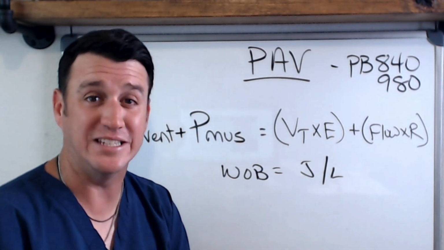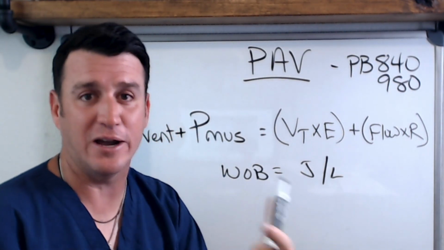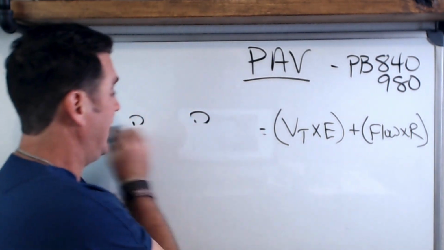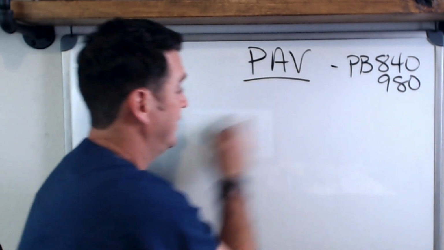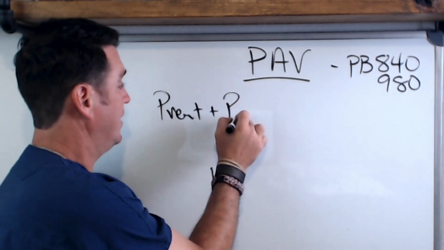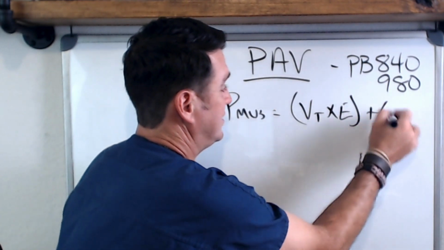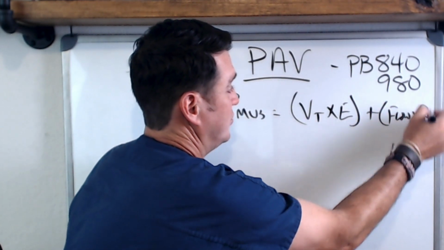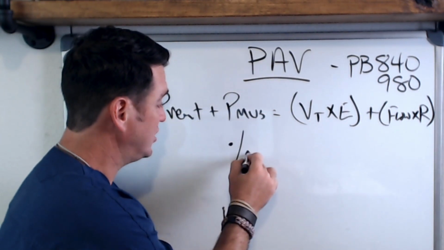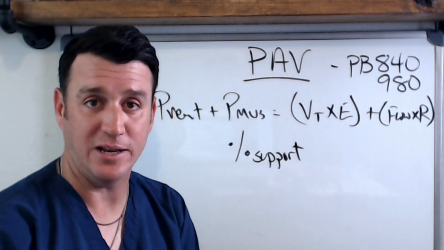Now, let's talk about how we set PAV. Okay? Because there's really, of course you have your PEEP and your FiO2. But other than that, there's really only one setting that you set, okay? And what you're going to tell the vent to do, I'm actually going to rewrite this back up here. So P vent plus P mus equals tidal volume times elastance plus flow times resistance. So all you're going to do is tell the vent how much percent support to accommodate.